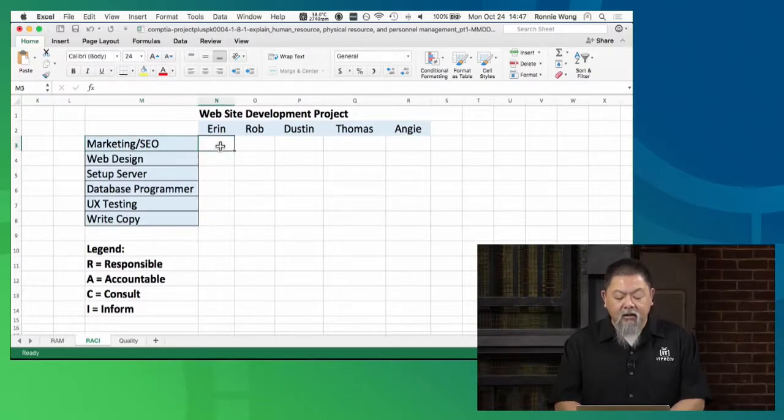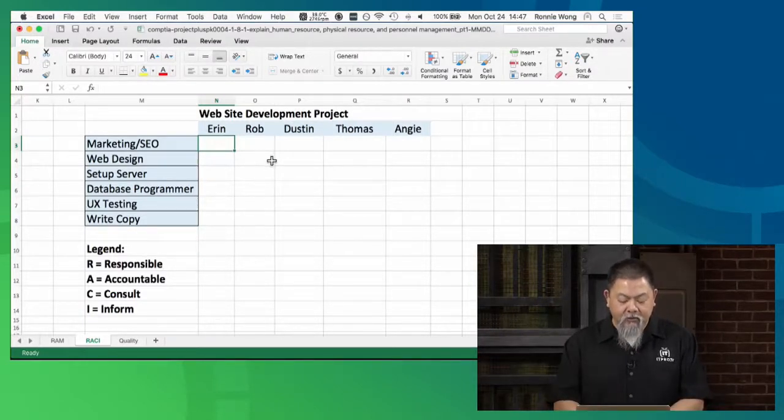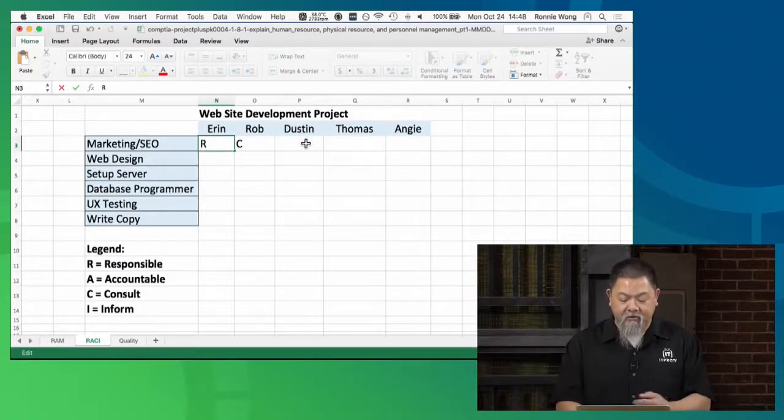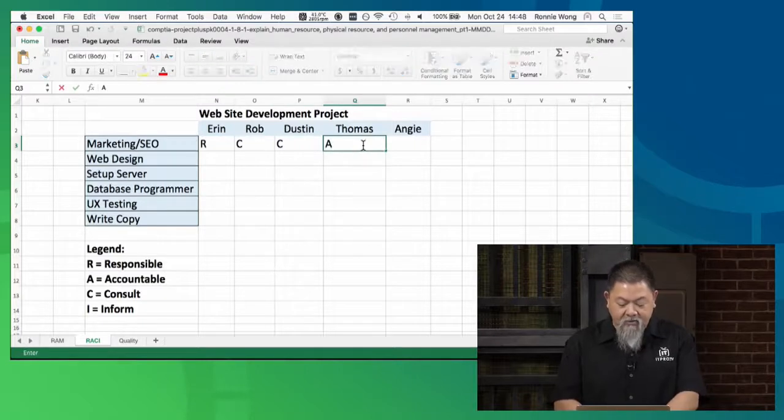Okay. So the marketing person, what role do they have in conjunction with, let's say, Erin? Well, Erin's particular role in marketing may be that she is actually the one that is accountable for that. Rob is actually going to be the consultant here, and let's say responsible. So they're actually going to do the work on that marketing here. And then let's say Dustin here, he is actually going to be, let's say, accountable because we're consulting here. Thomas is accountable, and then Angie is in the inform role. Okay.